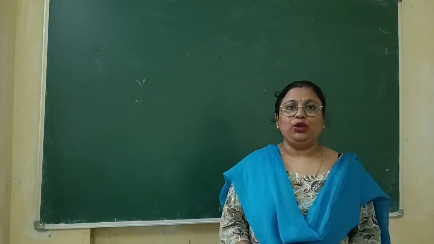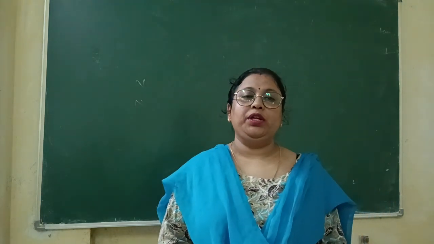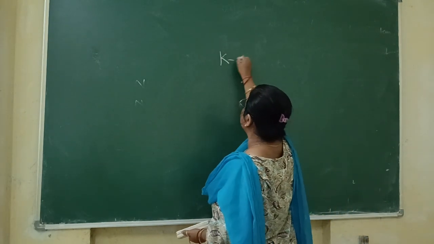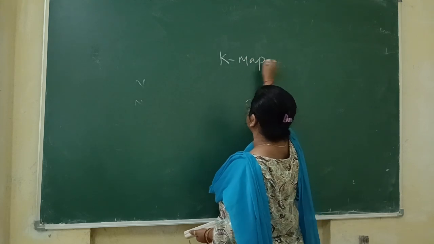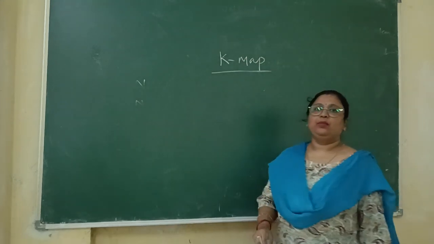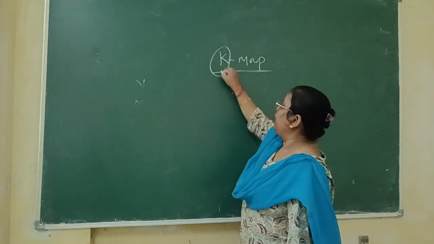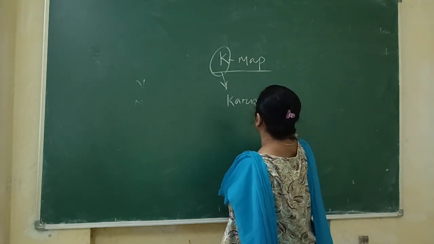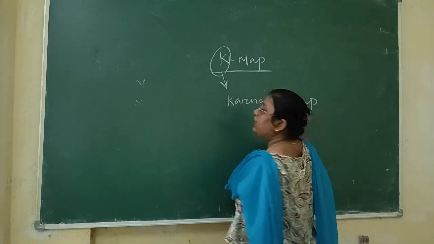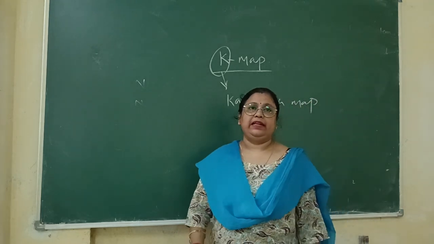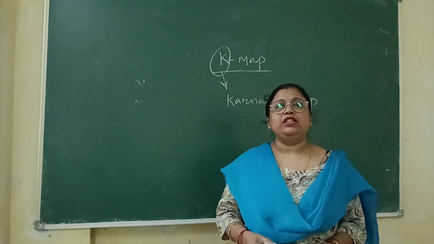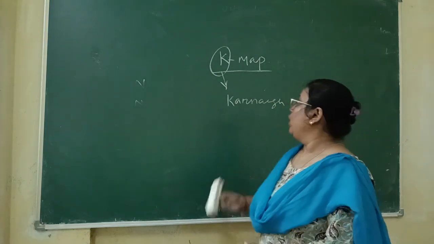Now today I am going to discuss about digital electronics subject and the topic is K-map. So what is the meaning of K here? K stands for Karnaugh. Who is Karnaugh? Karnaugh is the scientist who developed this K-map. According to his name, it is known as K-map.